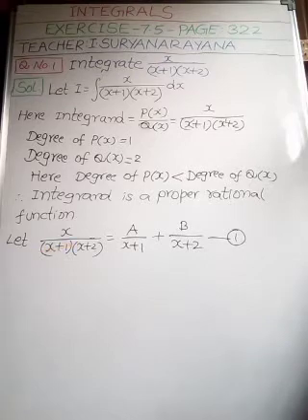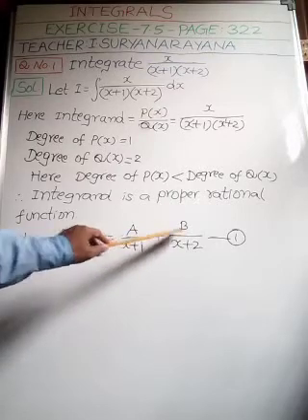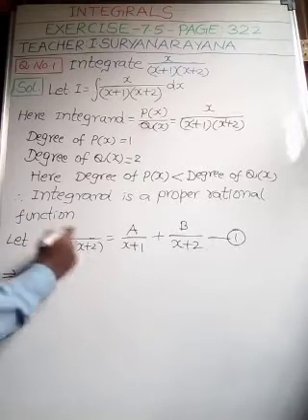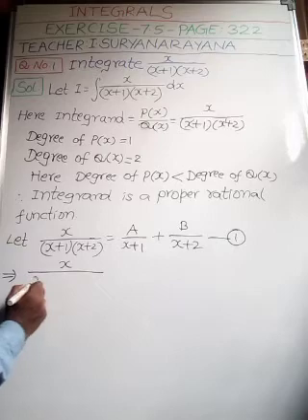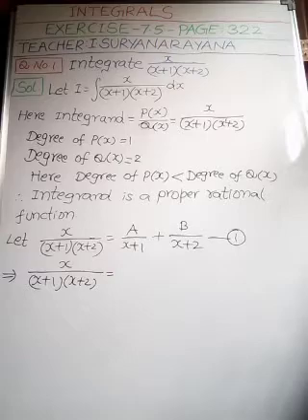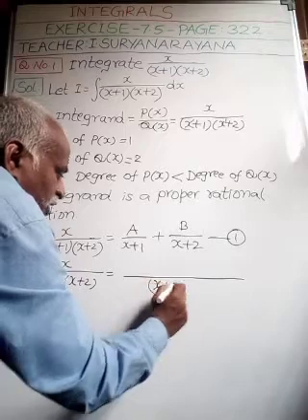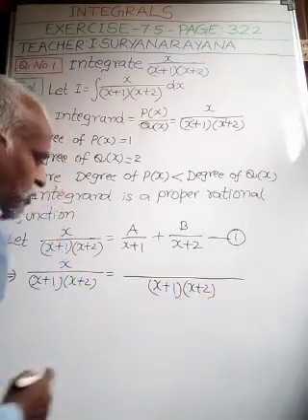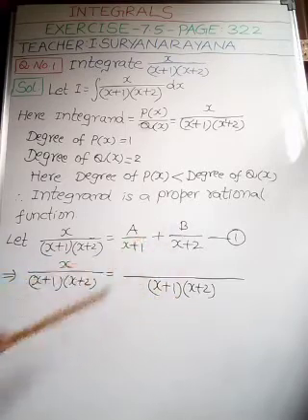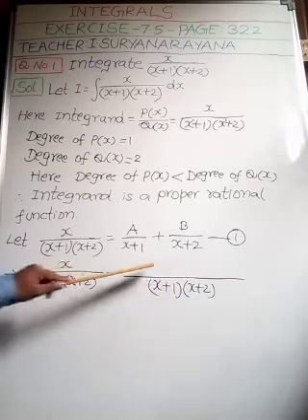Now the task is to find the values of a and b. This implies we write the LHS as it is: x by (x plus 1) into (x plus 2). Now come to the RHS. Let us simplify the RHS. Take the LCM for the denominators. (x plus 1) into (x plus 2) is the LCM for these two denominators. Understood this LCM, my children?